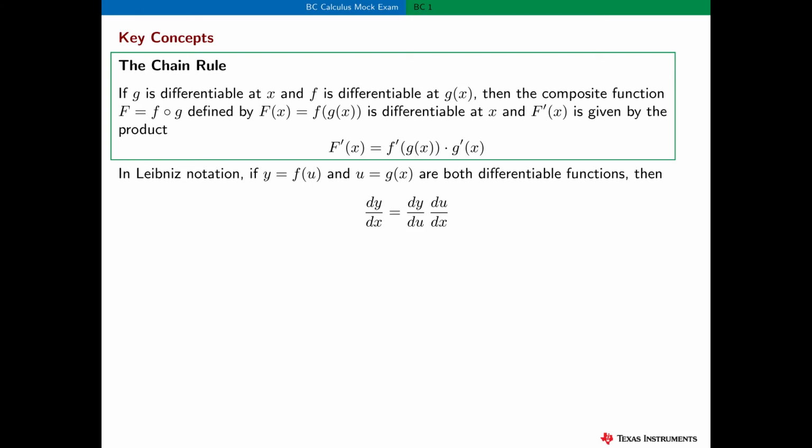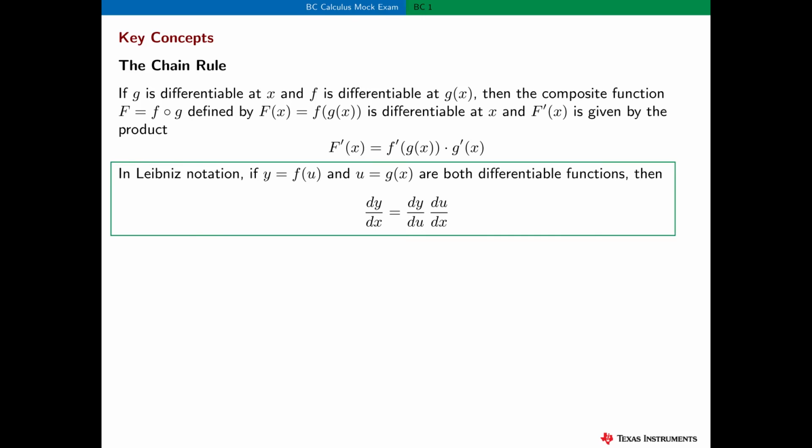Now, to solve this problem, we'll also need to use the chain rule. And I won't read through this entire statement with you. This gives us a method for finding the derivative of a composite function, capital F of x, is f of g of x. To find capital F prime of x, we start at the outside taking derivatives and work our way inside. So capital F prime of x is equal to little f prime of g of x times g prime of x. And here's the chain rule using Leibniz notation.